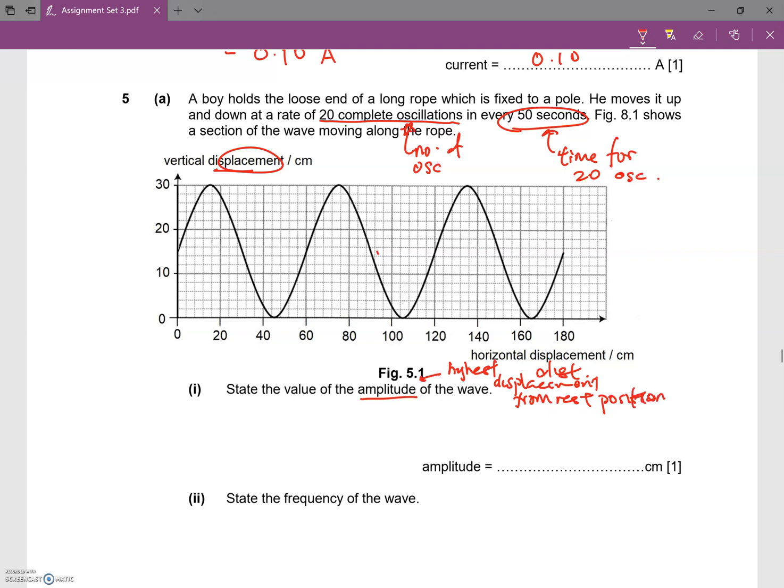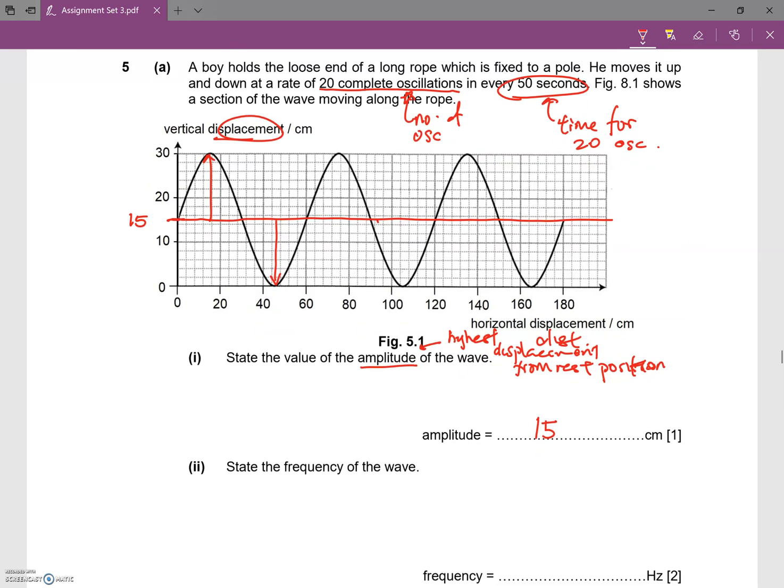Now, if the rope was at rest position, how would it look? It will actually look like this. Sorry for this freehand drawing. So what is its value here when it is at the rest position? It's actually 15. So the amplitude will be from the rest position all the way up, or all the way down. The value of the amplitude will be 15 cm. So 30 to 15, 15 cm, 0 to 15, 15 cm.